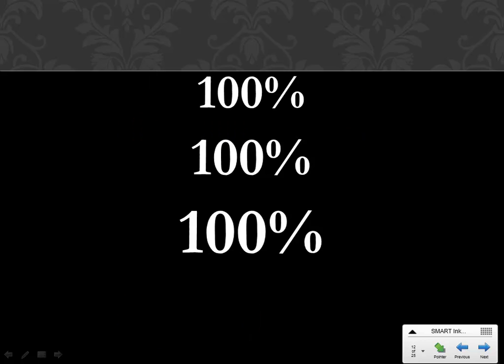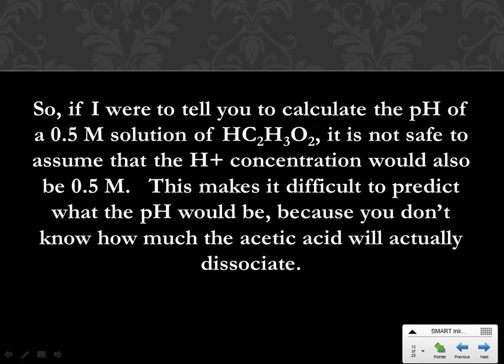So if I were to tell you to calculate the pH of a 0.5 molar solution of acetic acid, it's not safe to assume that the H+ concentration would also be 0.5 molar. This makes sense, and it makes it difficult to predict what the pH would be, because you don't know exactly how much acetic acid will actually dissociate.